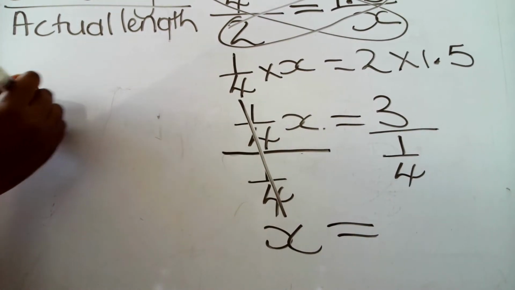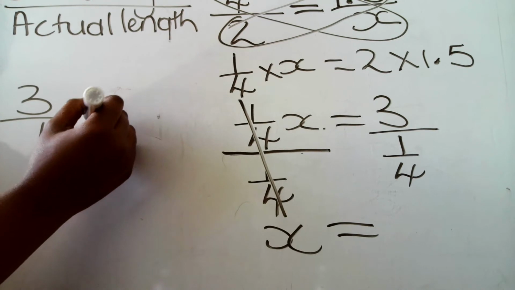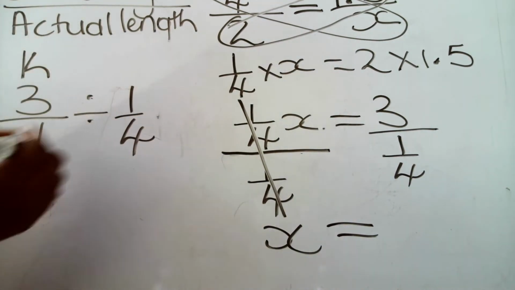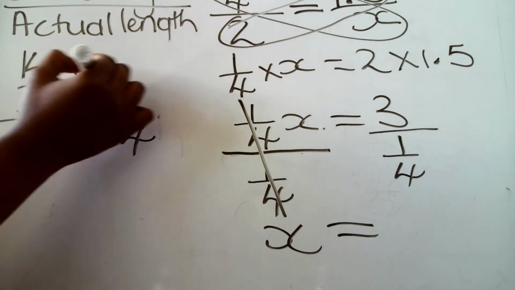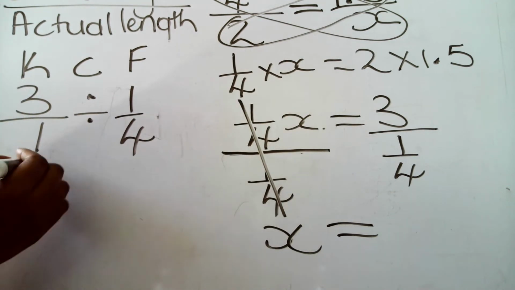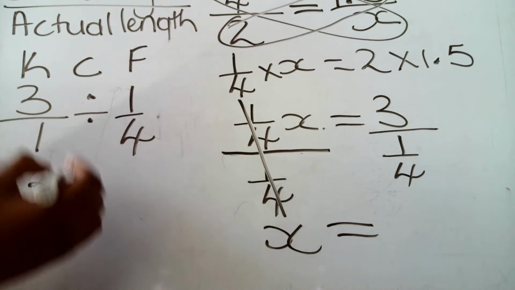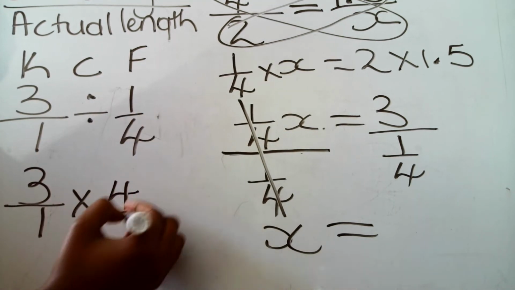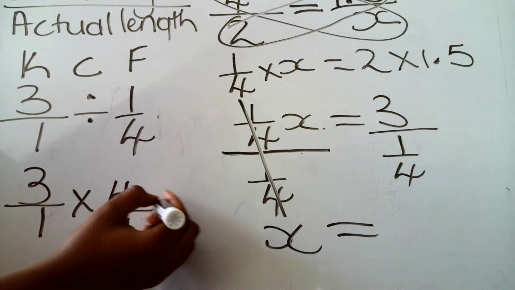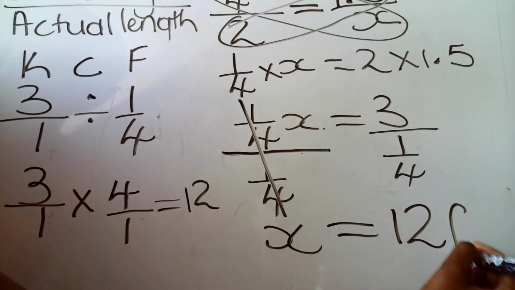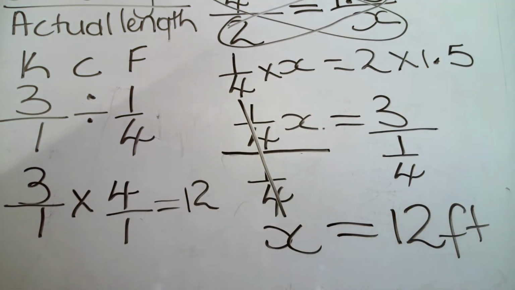Let me write it back here. We have 3 and 1/4 divided. So remember, we keep the fraction before the division sign, change the division sign, and we flip. So this remains the same, 3/1, change the division sign to multiplication, flip the fraction that follows the sign, that becomes 4/1. So that's going to be equal to 12. So x is 12 feet. x equals 12 feet.